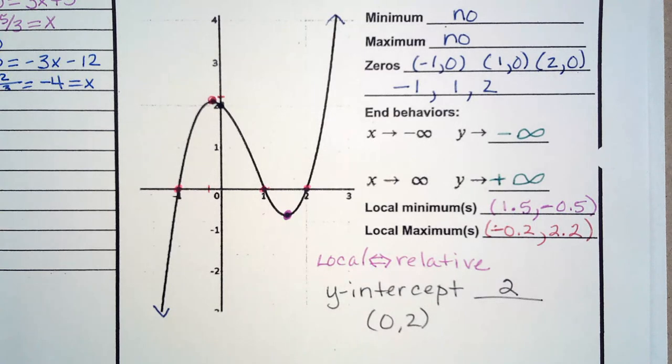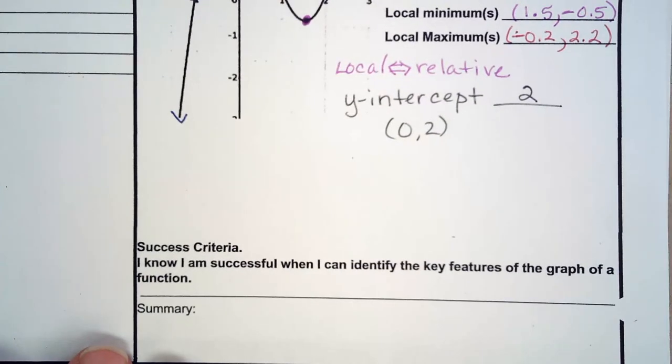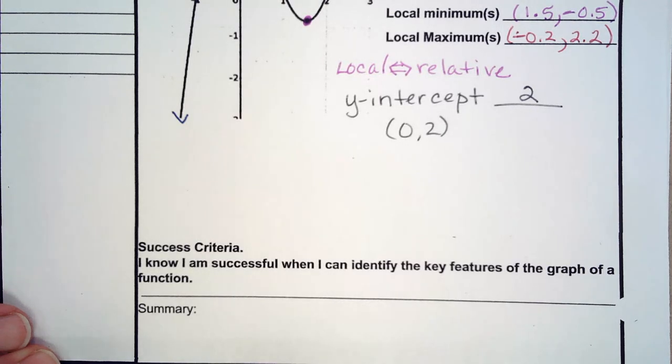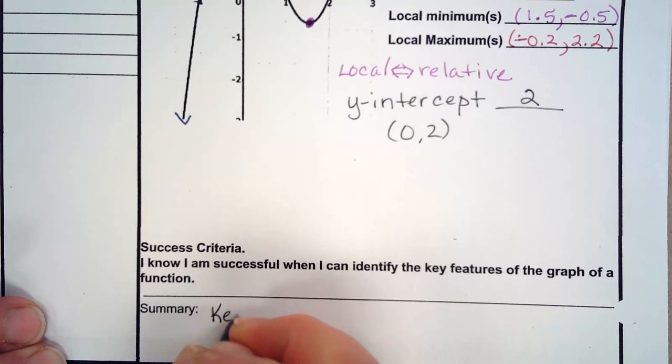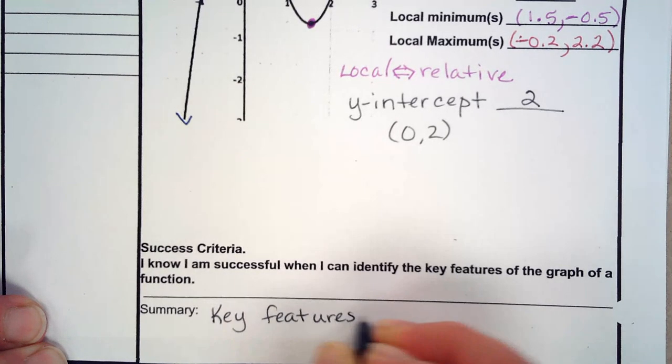So as we looked at the key features of any graph, we have maximum, minimum, zeros. We look at what happens at both ends of the graph. We look for any local minimums or maximums, which are also the relative minimum or the relative maximum, and the y-intercept. So how do you know when you're successful? You know when you're successful when you can identify key features of a graph of a function. So these are key features of graphs.